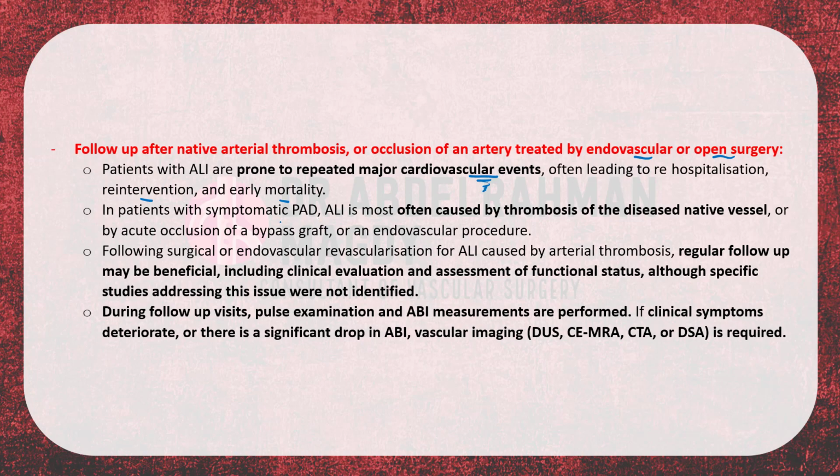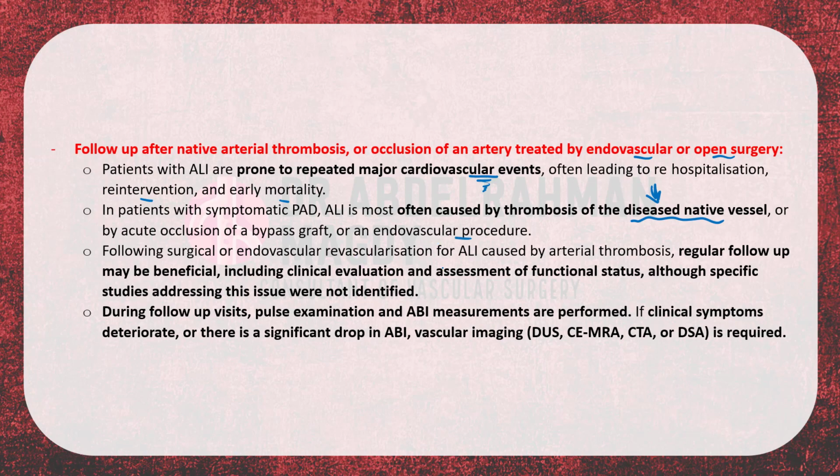So, in patients with symptomatic peripheral arterial disease, acute limb ischemia is most often caused by thrombosis of actually diseased native vessels. And for these diseased native vessels, we need to control the risk factors and to modify the patient risk factors, either after acute occlusion of the native vessels, or occlusion of a bypass graft, or an endovascular procedure.